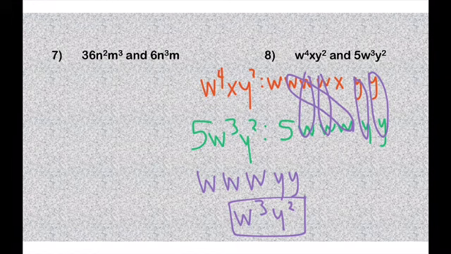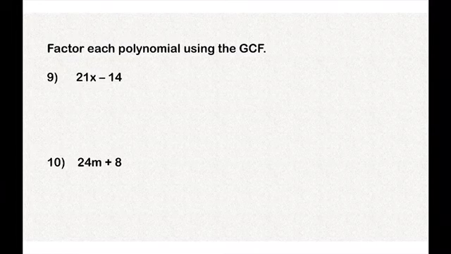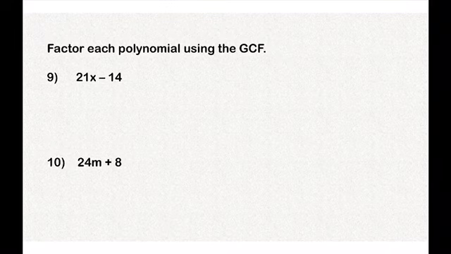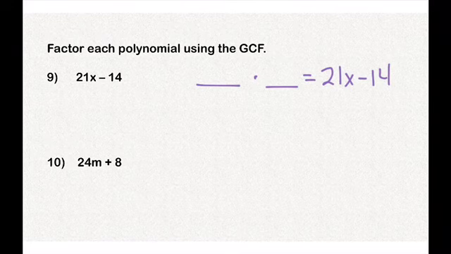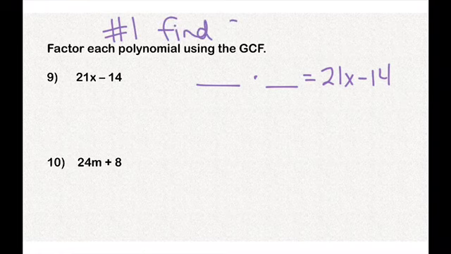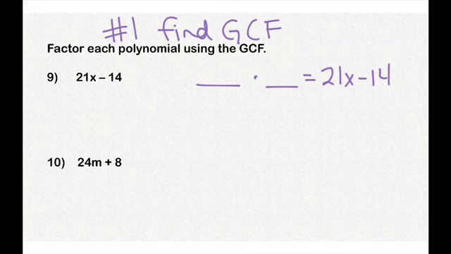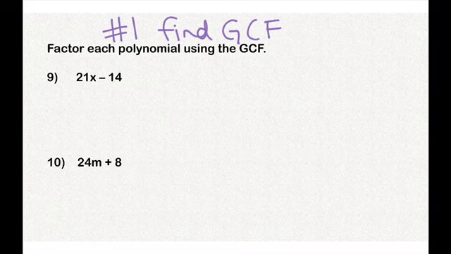Okay, so what we're going to do now is use this to undo multiplication. So we're going to be looking at something that's already been multiplied together. So number 9, we have an expression. And what I'm asking you is, what times what is equal to 21x minus 14? What did I have to multiply in order to get that? The number one rule when you're factoring is find the GCF. If there is a GCF and you don't find that first, you are not going to get the problem right, most likely. So the number one rule, and this will not change when we do other ways to factor, is the GCF.